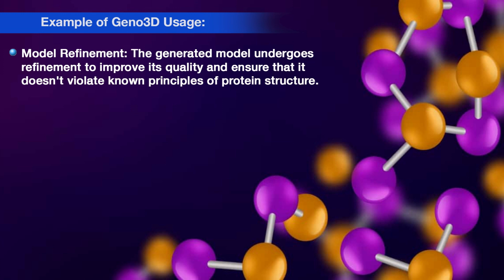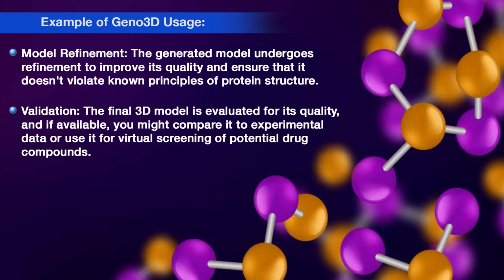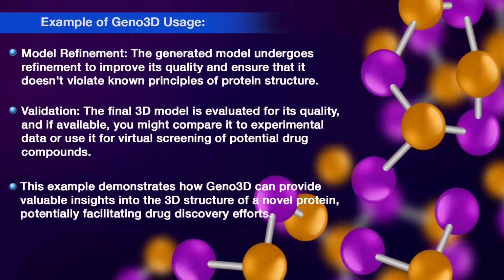Model refinement: after the model building, model refinement will be performed. The generated model will undergo refinement to improve its quality and to ensure that it does not violate the known principles of protein structure. After model refinement, validation will be performed. Under validation, the final 3D model will be evaluated for its quality, and if available, we might compare it to experimental data or use it for virtual screening of potential drug compounds. So, this example demonstrates how Geno3D can provide valuable insights for constructing a 3D structure of a novel protein, which can potentially facilitate drug discovery efforts.